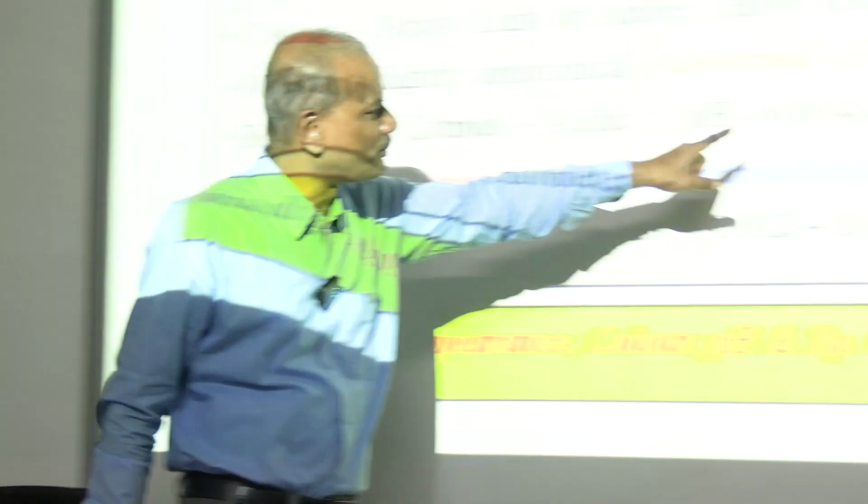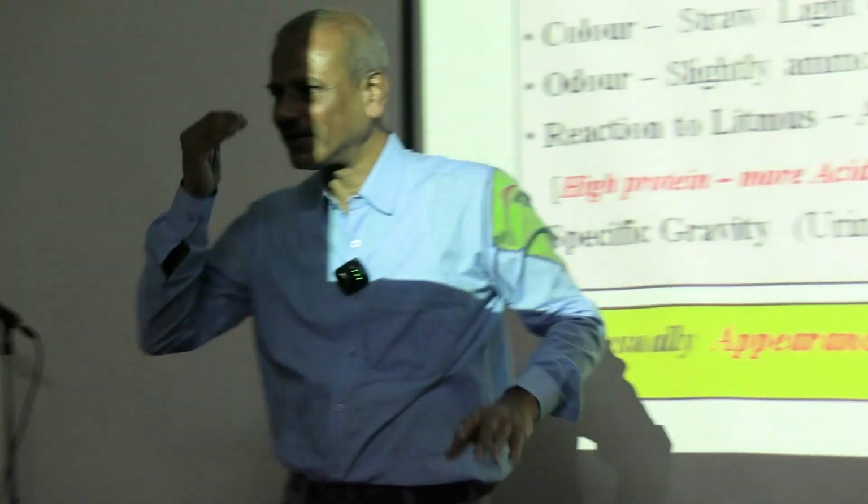So reaction to litmus, I am repeatedly telling, normal urine is acidic in nature. Never say it is neutral. Normal urine is acidic, but it can vary again, just like your height, body weight. And there you can see that it varies from 4.6 to 8. So 8 means it is alkaline. So when it becomes alkaline, when somebody is taking vegetarian or fruit diet, then the urine becomes alkaline. Or if there is a bacterial infection.